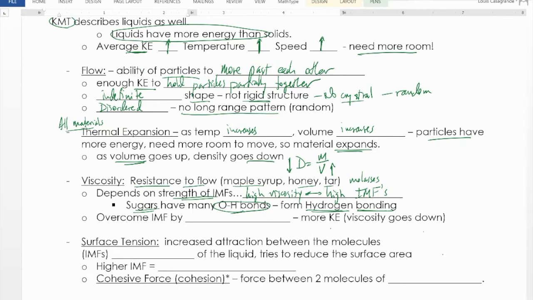Now, we've talked about boiling point as an indication of the strength of the intermolecular forces. And when you do boil, and we'll talk about this again in phase changes, you overcome the intermolecular forces and allow the liquid to become a gas. But before you get to that point, you can overcome the intermolecular forces in viscous liquids by increasing the temperature.